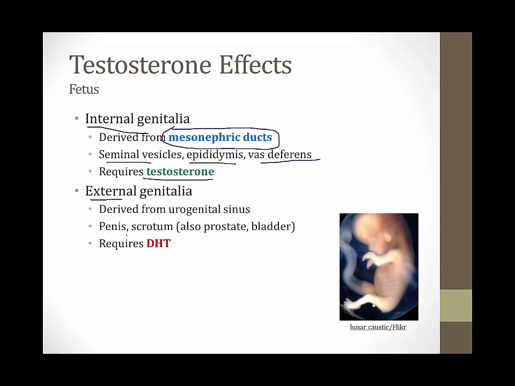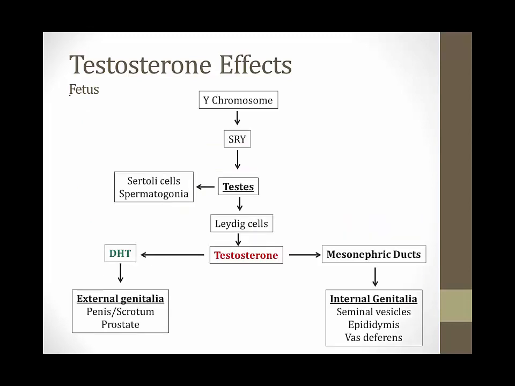The external genitalia are things like the penis and the scrotum, also the prostate and parts of the bladder. These are all derived from an embryologic structure called the urogenital sinus, and development of these structures requires normal levels of DHT.